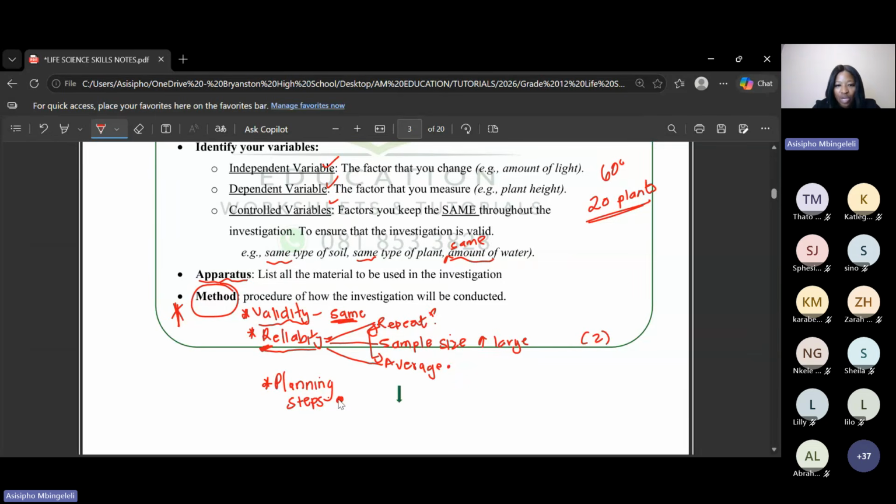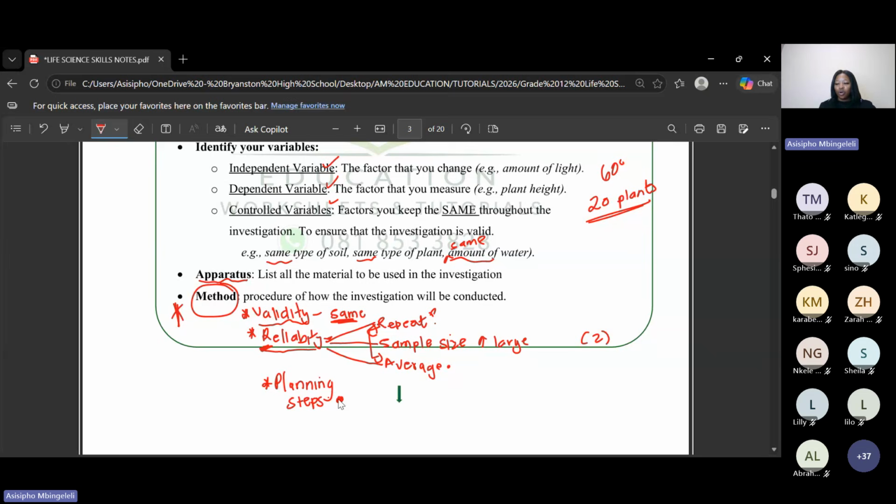So when they ask you about planning steps, you're going to go to the method and find out how they've done the investigation. Now, this can be confusing because we accept some things and we don't accept other things at the marking center. When we look for planning steps, I'll speak about the investigation, right? To determine the effect of light on plant growth. Sorry, I was thinking photosynthesis.